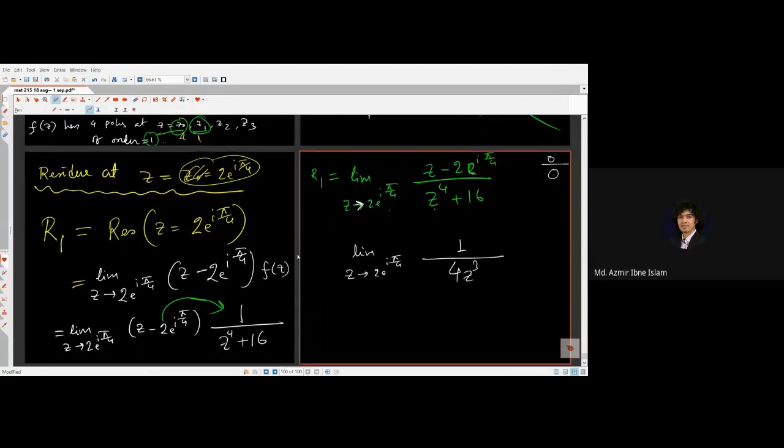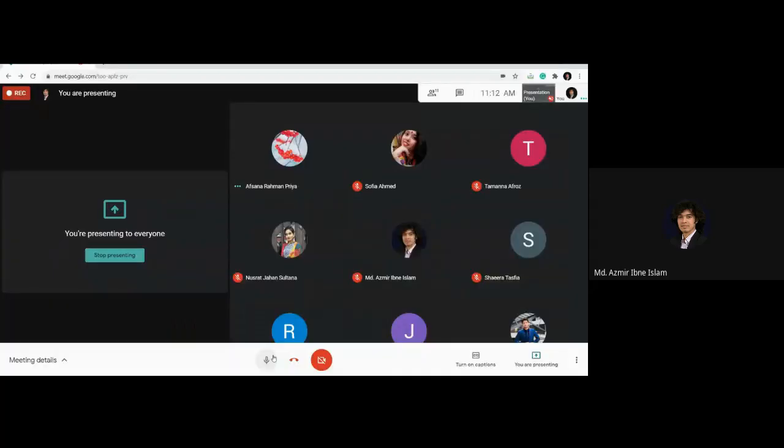Now, this is R1. If this exists, then the result will be found. Now we can input this part, because in the upper part we have 1, it is not 0. So the L'Hopital rule can't be applied anymore. So we can directly find the result: 1 over 4z cube. So z is 2 e to the power i pi by 4. Okay, just give me 1 minute.